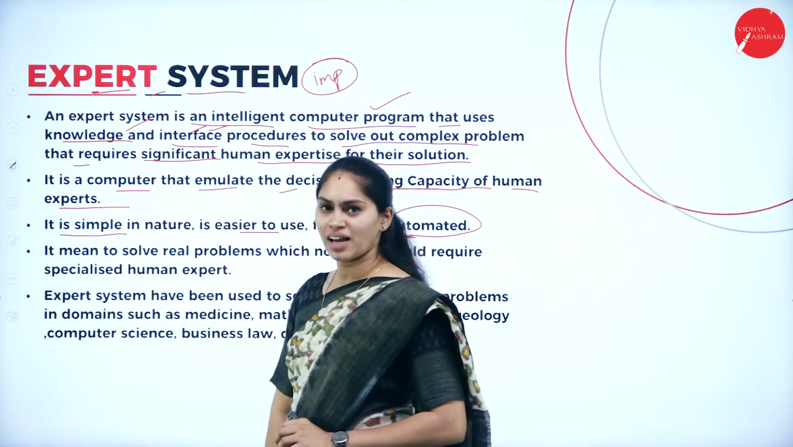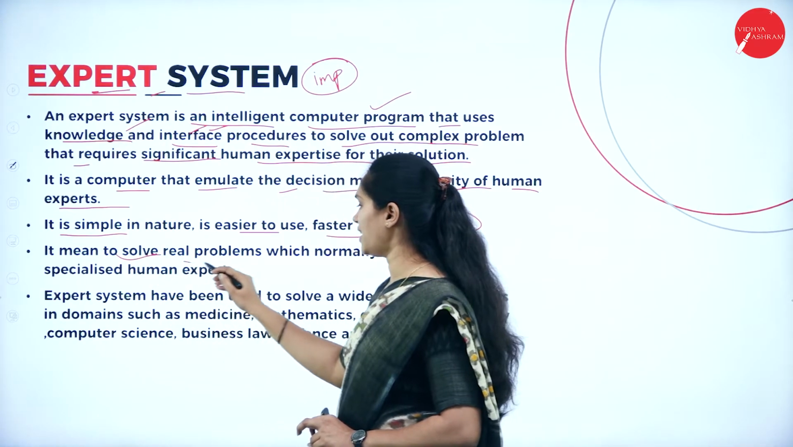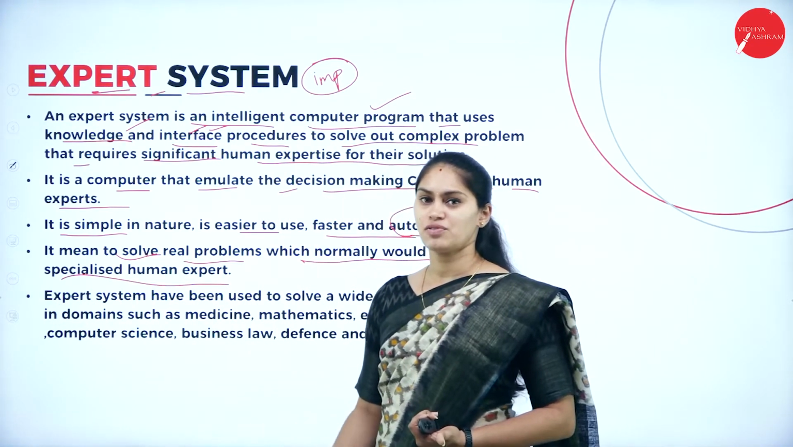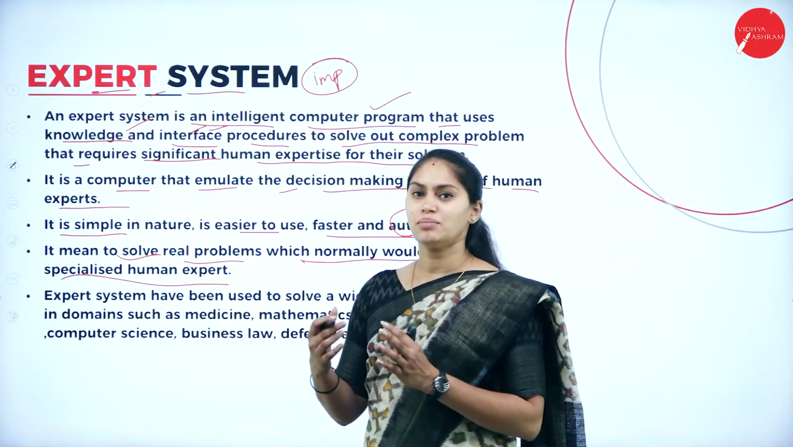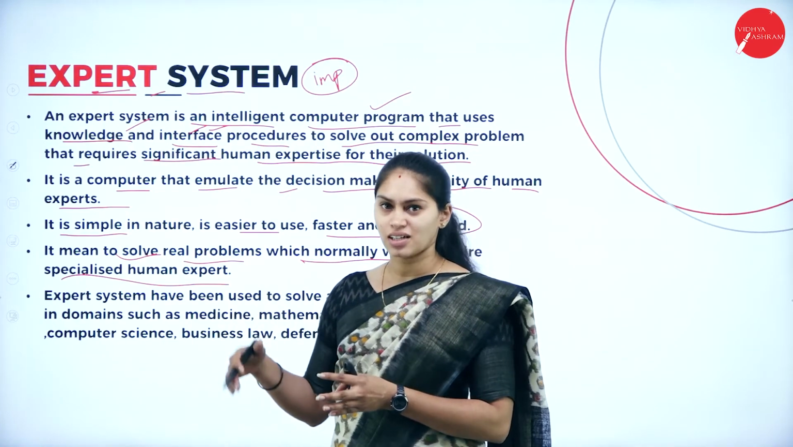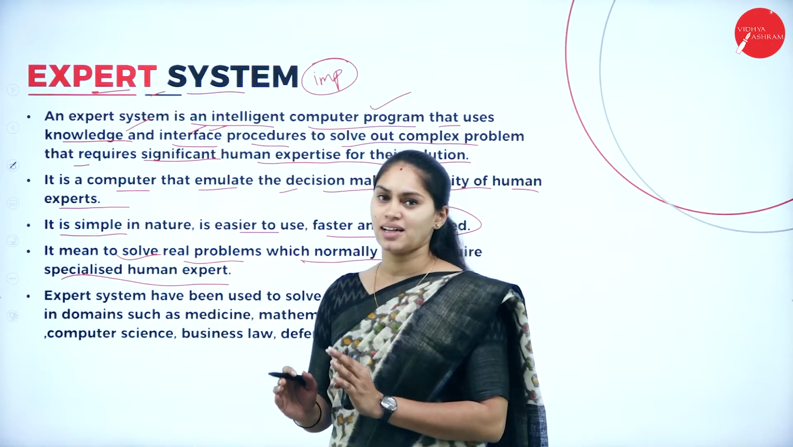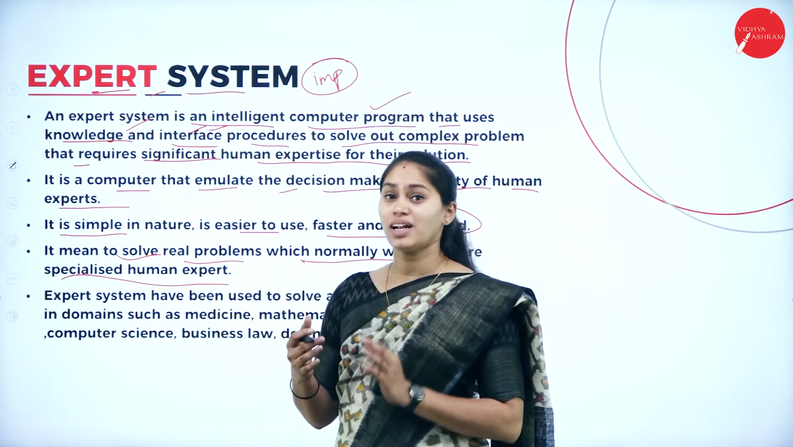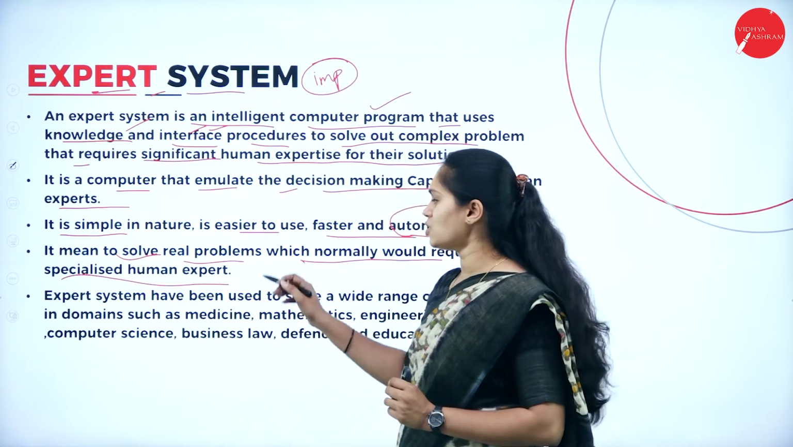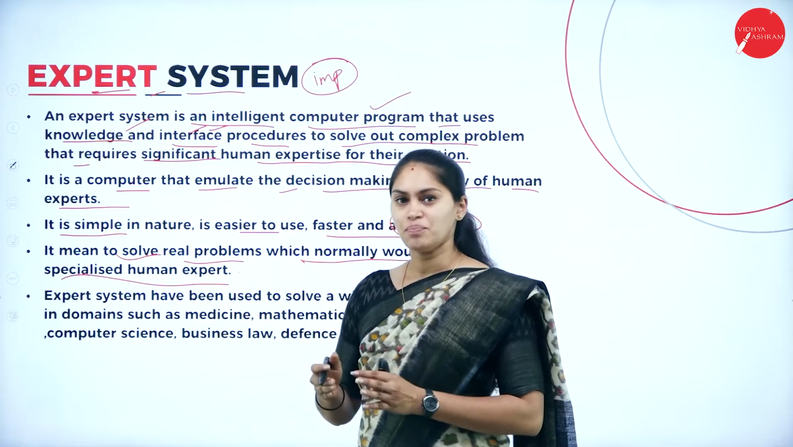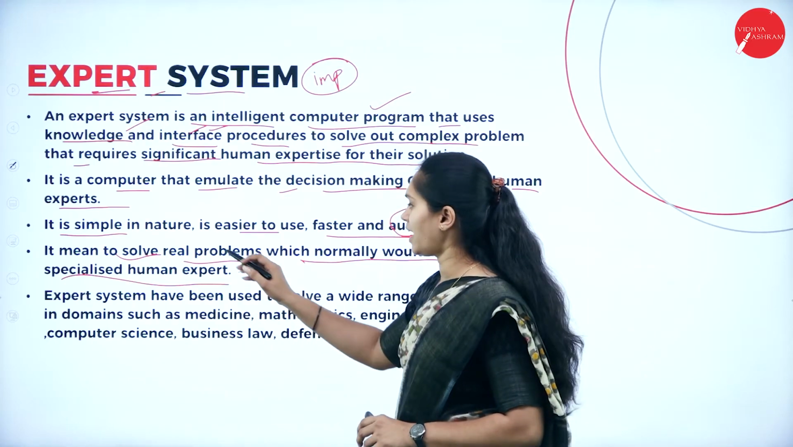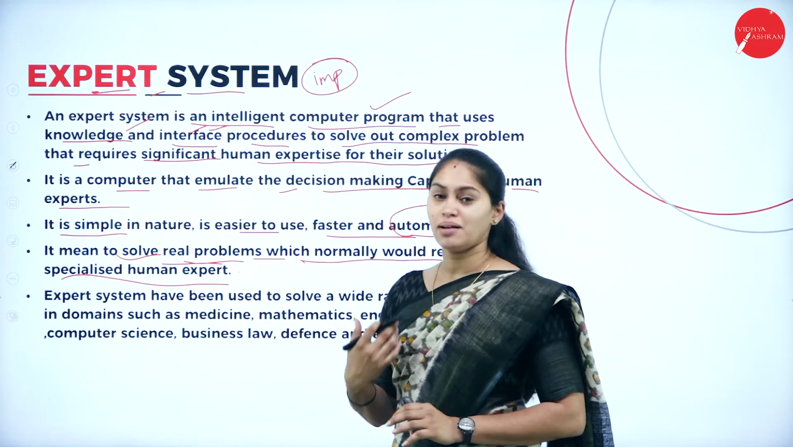So why do we have this expert system? Mainly in order to solve real problems which would normally require a specialized human expert. For example, if a person who is an expert in a particular area of medicine could not come to operate on a patient at a particular time, what will they do? They will get suggestions from a doctor who already has expertise in that area, and they will also get suggestions from this expert system. This expert system will guide the real problem in order to get the best solution.